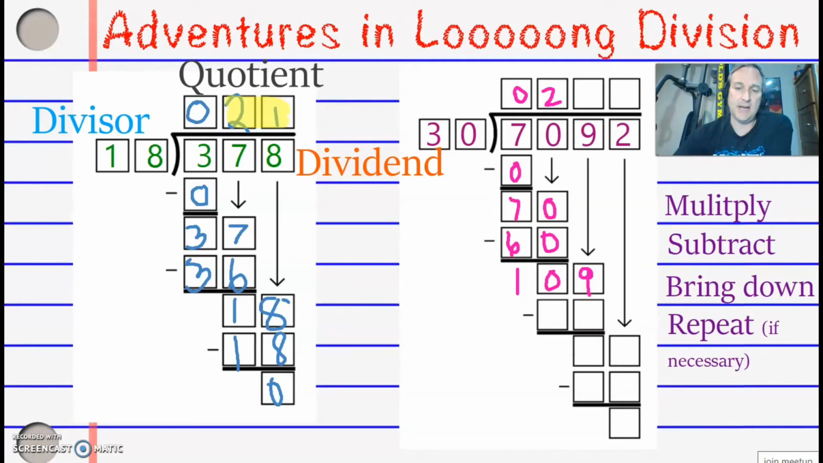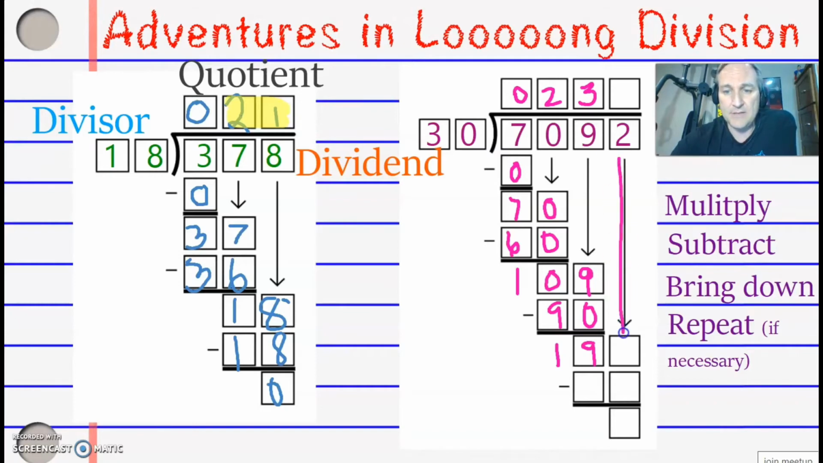I got 109. I know that 4 times 3 is 12, so 40 times 30 is 120, so 40 is going to be a bit big. So I'm going to try the next number down, which is 3. 3 times 30 is 90. And I subtract. 10 minus 9 is 1. 9 minus 0 is 9. I get 19, which is less than 30. I know I'm on the right track, or probably.